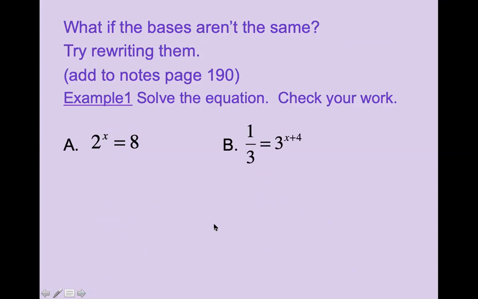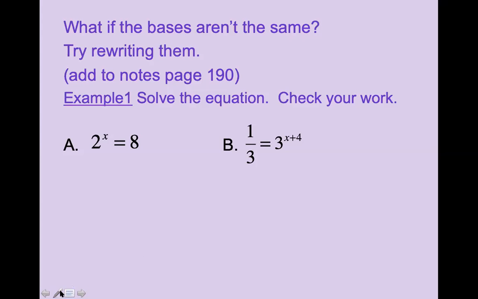This time it says, what if the bases aren't the same? Try rewriting them. You're going to add this to your notes on page 190. So if you look on your journal, you'll see some space. On page 190, write down example 1, and then we're going to go through these. So go ahead and pause the video and copy these down into your journal.